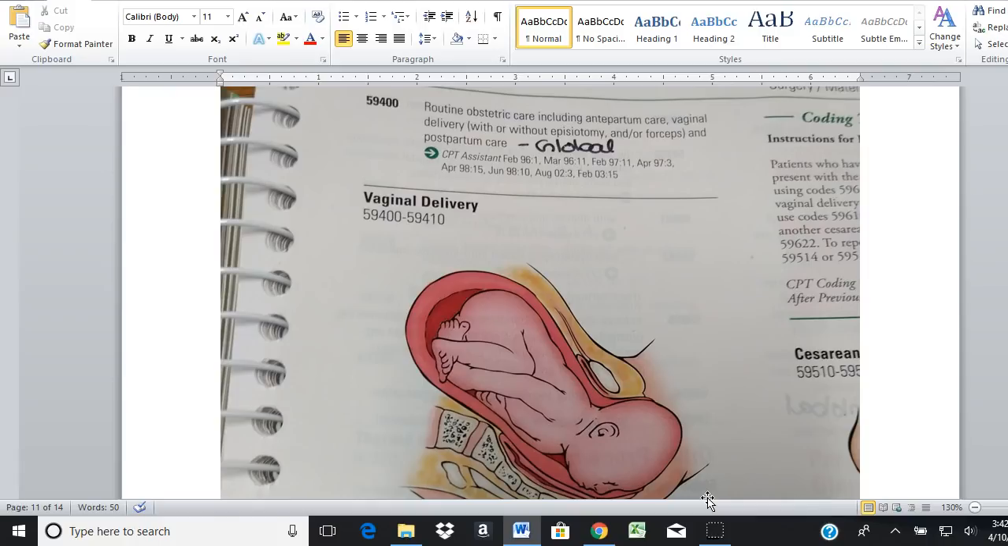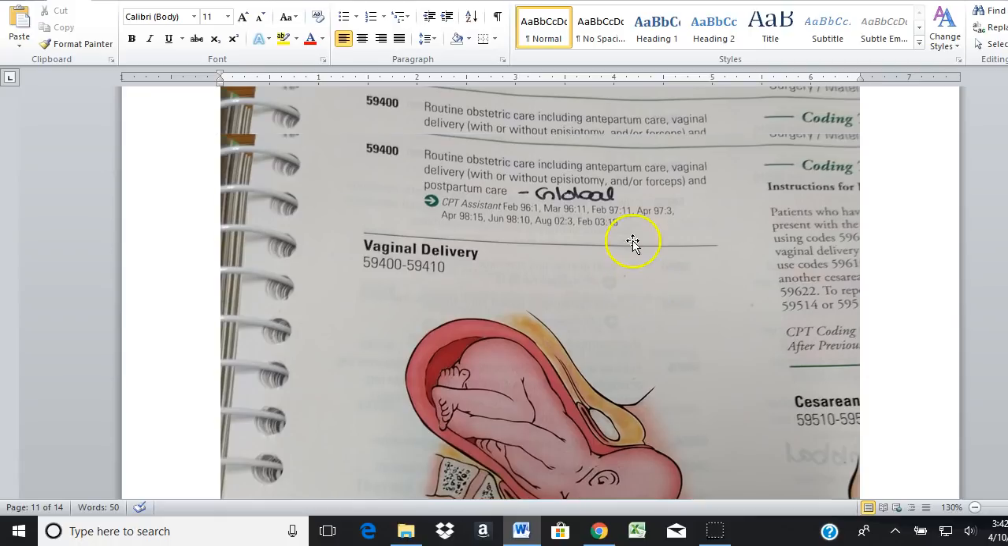So code 59400 is our, as you can see, I wrote there, global routine obstetric care, which includes antepartum care, vaginal delivery, again, with or without episiotomy and or forceps, and postpartum care. So this is the whole shebang, okay? However, any visits above and beyond what the guidelines tell us, we can code separately, so keep that in mind. But what happens if mom has a vaginal birth of twins?